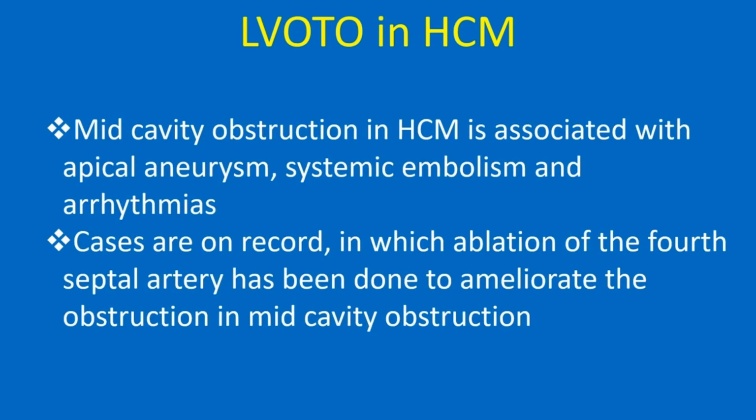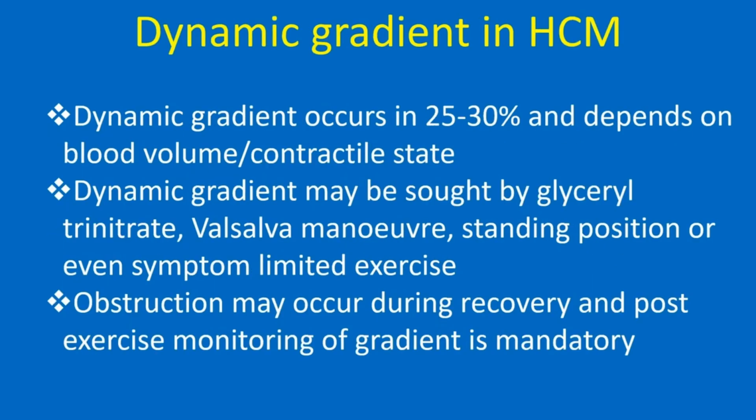Mid-cavitary obstruction in HCM is associated with apical aneurysm, systemic embolism, and arrhythmias. Cases are on record in which ablation of the fourth septal artery has been done to ameliorate the mid-cavitary obstruction. Dynamic gradient occurs in 25 to 30% and depends on blood volume or contractile state. Dynamic gradient may be sought by glyceryl trinitrate, Valsalva maneuver, standing position, or even symptom-limited exercise. Obstruction may occur during recovery, and post-exercise monitoring of gradient is mandatory.